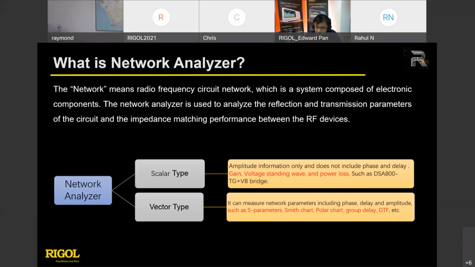or power loss. Besides the scalar type, we need to use the vector type to get the S parameters, even for the Smith chart, polar chart, or group delay, or any kind of default terminal fault testing, like the TDR tool. So we can separate the network analyzer into two parts.